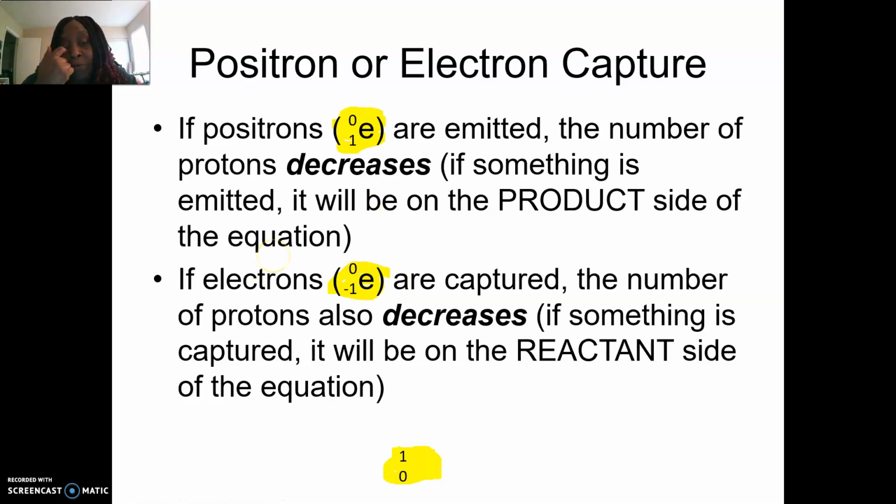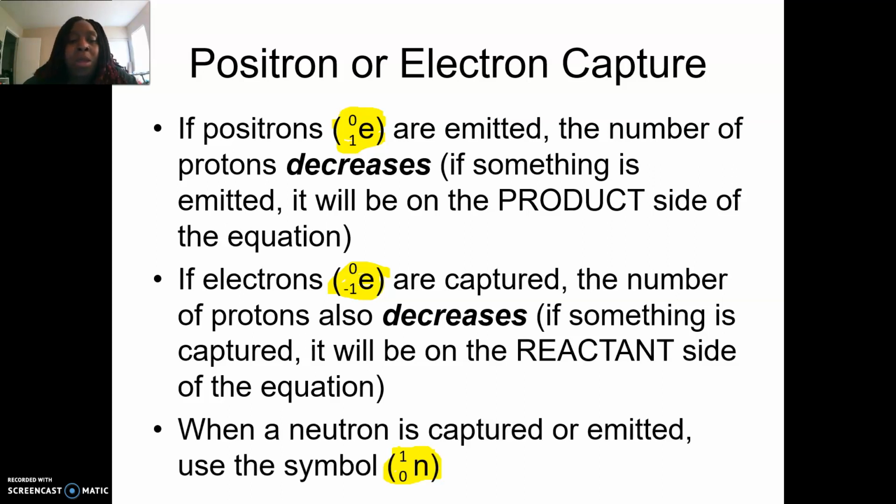Okay, so I want you to be very clear about those words, because when you guys are reading these problems, that's what you're going to see. You're going to see a positron was emitted. You need to know that the proton number is going to decrease, and then you need to know that if it's emitted, it's going to be on the product side of the equation.